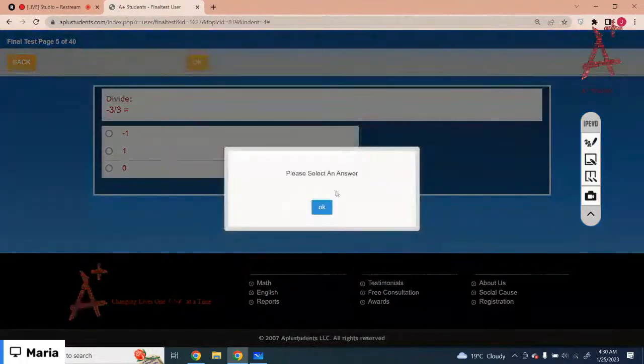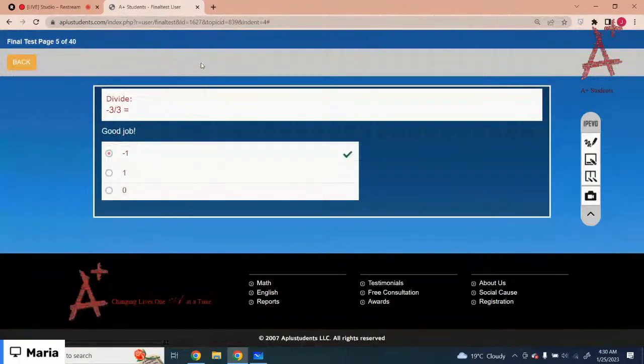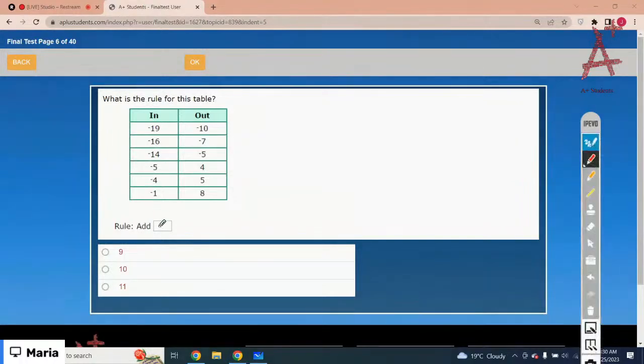It would be the negative 1. Okay, what is the rule for the table? You have to find the rule. Got it? Okay, let's check with the first option. That would be 9. Just add 9, negative 19 plus 9. That makes negative 10. Negative 16 plus 9. That makes negative 7. Option number 1 is the correct one.